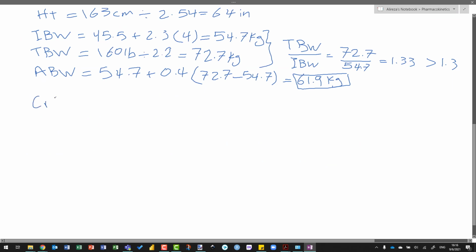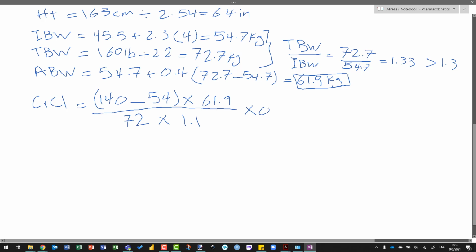Next, we calculate creatinine clearance, which is basically 140 minus the age of the patient, which is 54, multiplied by adjusted body weight, so 61.9 kilogram, and then you divide that by 72 times serum creatinine, which is 1.1 for this patient. And because this is a female patient, don't forget to multiply by 0.85, which gives you 57 ml per minute.